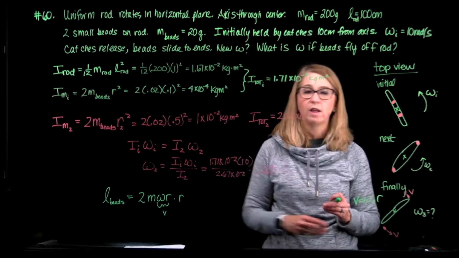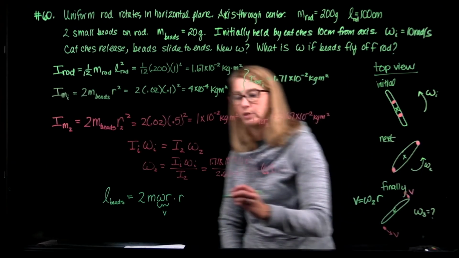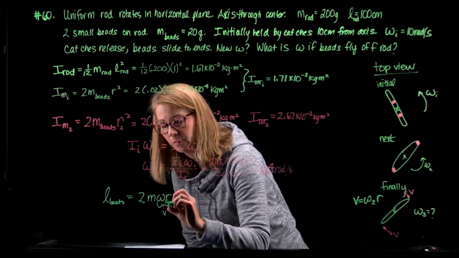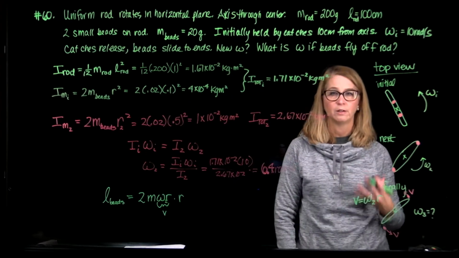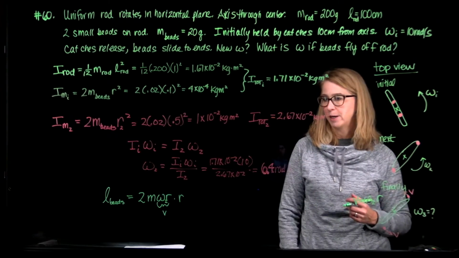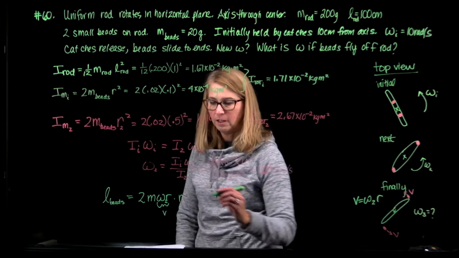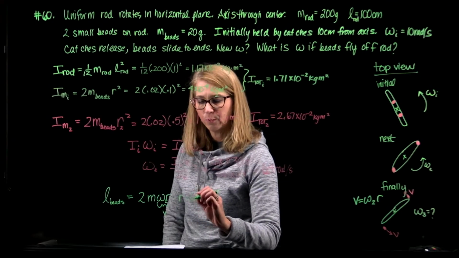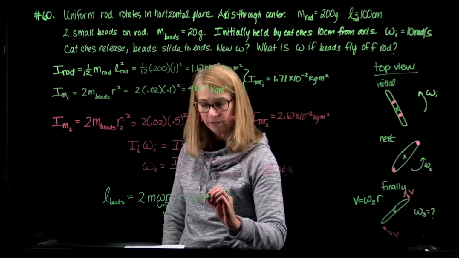But we've written their velocity as omega times r, where this is the omega 2, because the instant that they leave, the rod is rotating with that rate. So if we find that, their angular momentum is 6.4 times 10 to the minus 2.